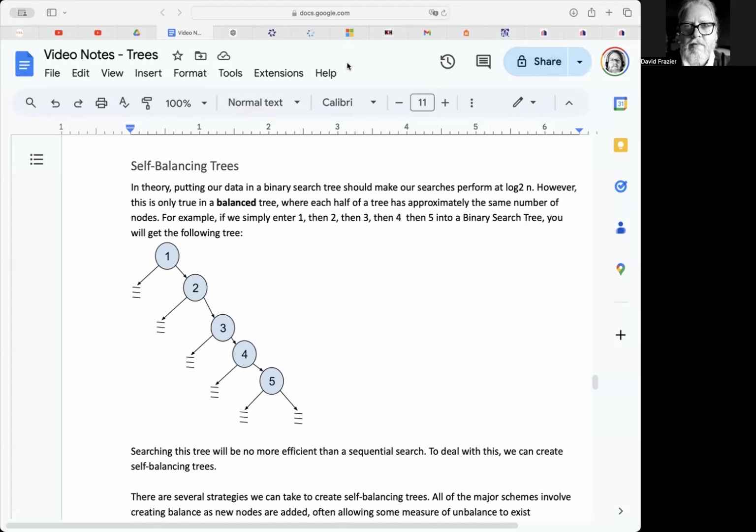In the worst case scenario, we have a tree such as the one I have here. If we add numbers sequentially, one, then two, then three, then four, and so forth, the search is going to be the same as it would be for a sequential search, right? If we're searching for a six, we'd have to start at one and then go to two and then three and then four and then five and then finally determine that there is no six. So we totally diminish the advantage of having a binary search tree if our trees become unbalanced.